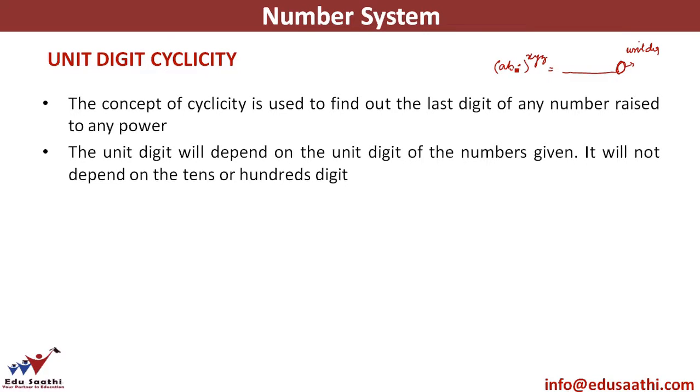So I will only look at C here. I will not look at the rest of the number. The unit digit will only depend upon the unit digit. It will not depend upon the tens place or the hundreds place digit.